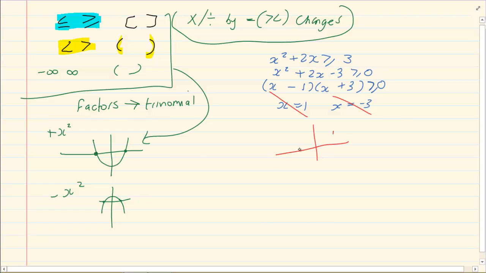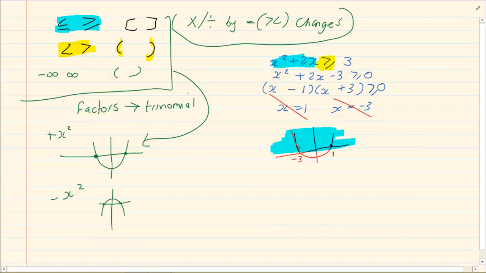Now we know it's a positive graph. So we're going to have 1 and we're going to have minus 3. The question states I want greater than. Greater than means that the y part, because this is like your y, the y part is on top. So I'm talking of the positive y, meaning that our answer is from here till forever, infinity, and from here till infinity.